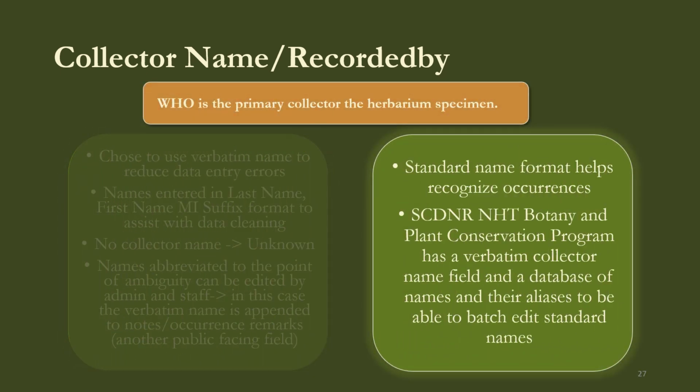SCDNR has both a verbatim name and standard name field. We define the standard name as the name fully unabbreviated to the point of disambiguation from other collectors. We plan to use the verbatim name and a curated list of collector name aliases to batch edit verbatim names from CERNEC for our data. We may also use geographical location and dates to narrow certain collectors down. It appears that long-term, CERNEC will have a collector table with aliases. It is our goal to share our findings with CERNEC.